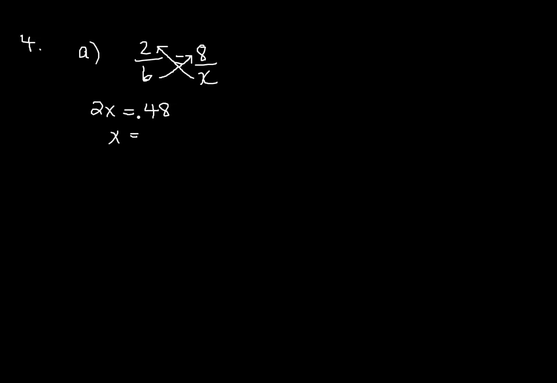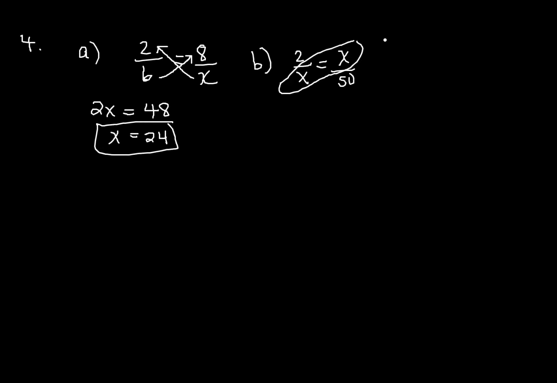Let's see, did I do this one somewhere? Oh yeah, okay. So these are really easy. We'll just whip right through these. Okay, B is 2 over x equals x over 50. These two numbers right here are called the means. And the two here and here are called the extremes. Just for future reference in the next kind of problem.